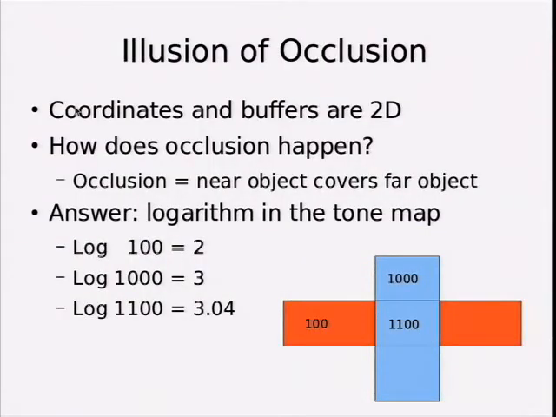And so the answer is this tone map. The way the images are drawn, the brightness of any one pixel is proportional to the logarithm of the number of particles that are in it.